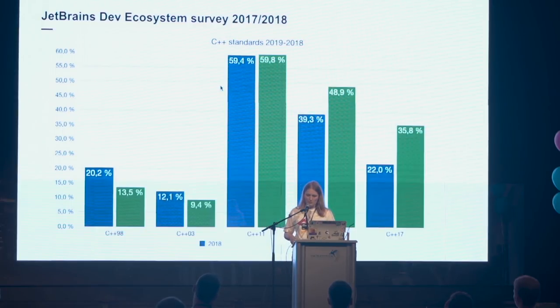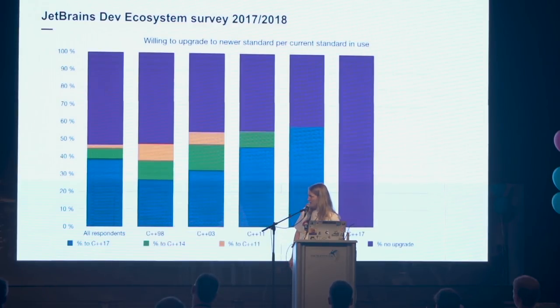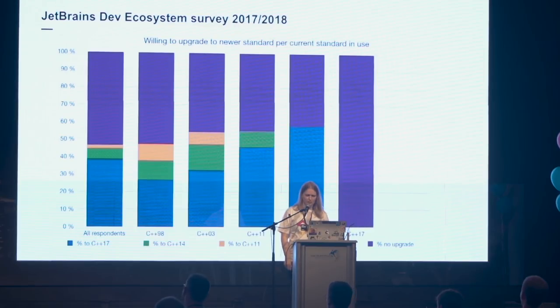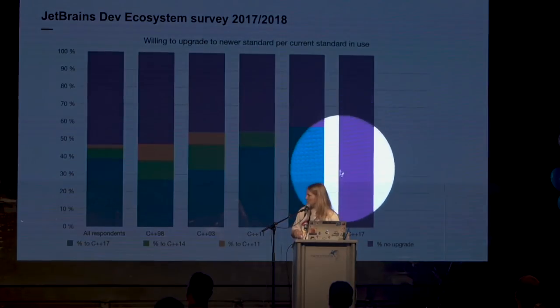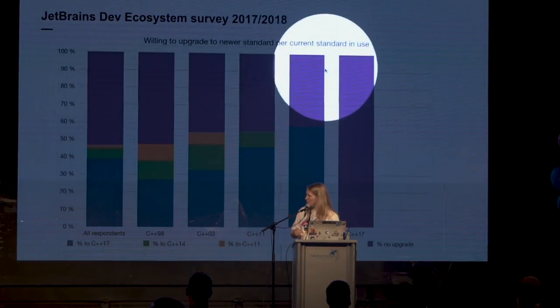So one more picture here to understand the problem. That was a question from the same Developer Ecosystem Survey. We asked if you plan to upgrade to a new standard in the upcoming 6 months. So that's the distribution of the answers. Naturally, people on C++ 17 are not planning to upgrade anywhere because we didn't have the C++ 20 option in the survey. If you're closer to C++ 17, you probably want to upgrade more.